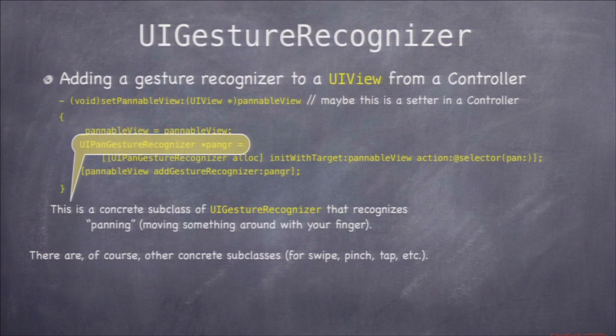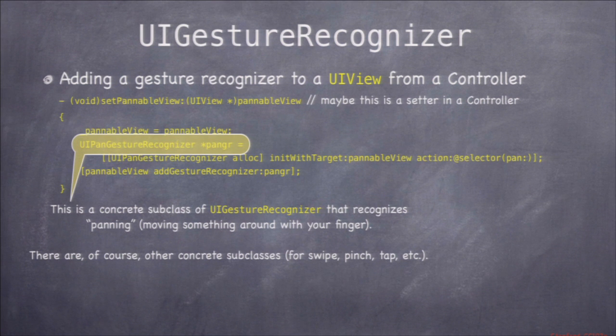So let's take a look at what the code would look like to add a gesture recognizer to a view in a controller. This code that I'm showing right here is in a controller. It's the setter of an outlet for a view called panableView. That's the name of the outlet. So this was just control dragged, wired up, and now it's an outlet, and now we're in the setter.